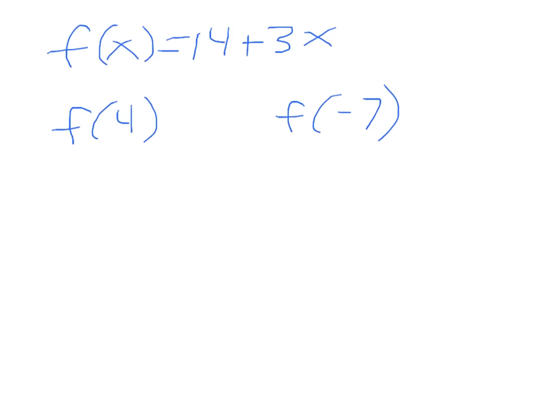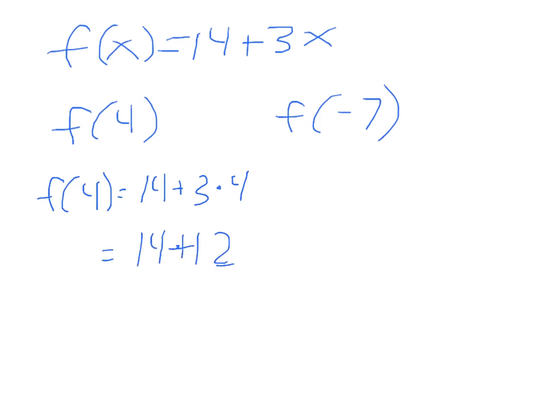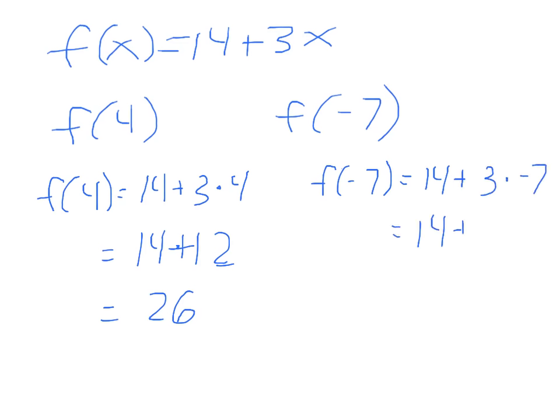Okay, so if we do this, we do f of 4 equals 14 plus 3 times 4, which is 14 plus 12, or 26. Here, when we have f of negative 7, that's 14 plus 3 times negative 7, which is 14 plus negative 21, which was negative 7. So, f of 4 is equal to 26, and f of negative 7 is equal to negative 7.